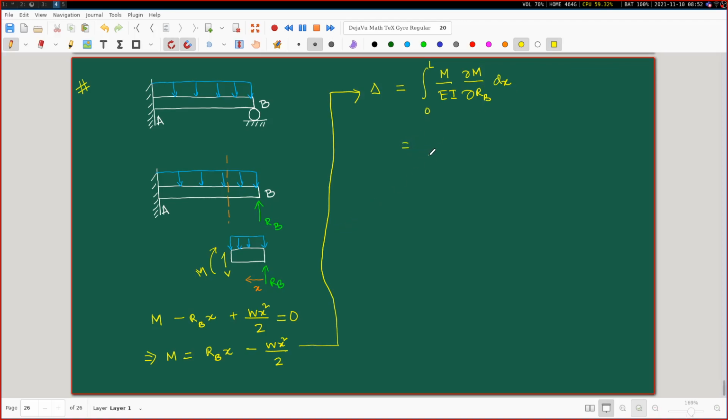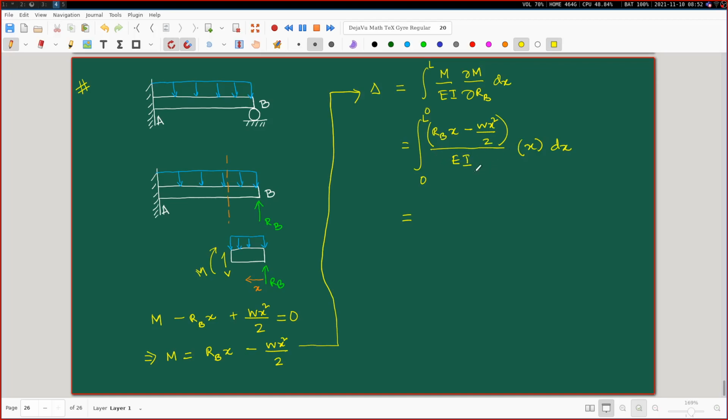So let me substitute the expressions now. M is RBX minus WX square by 2, divided by EI del M del RB. This one, what is it? Del M del RB? So X. It is simply X. Integration 0 to L. So tell me the value of this thing.